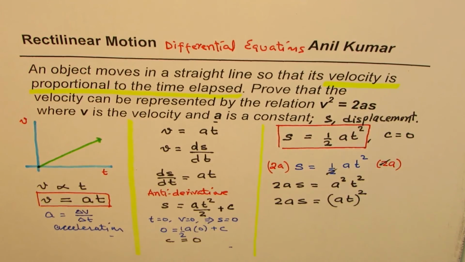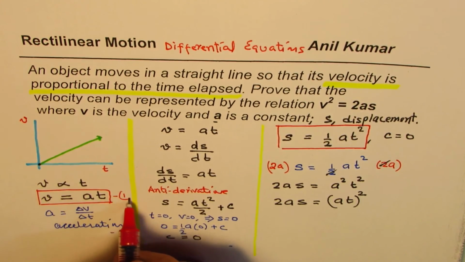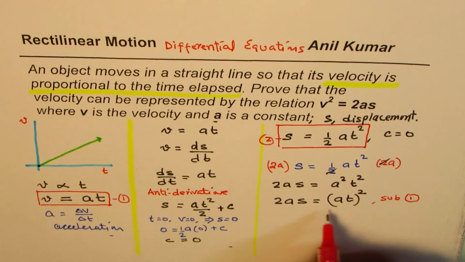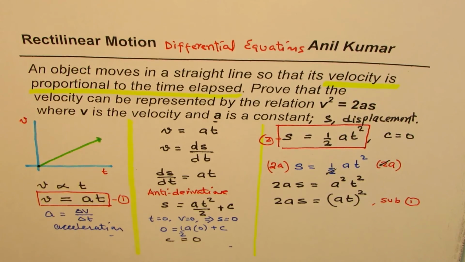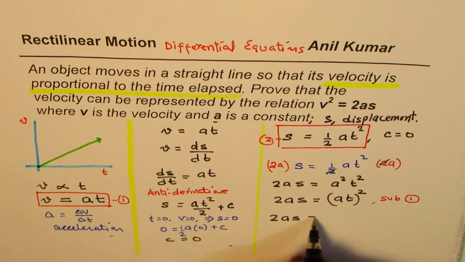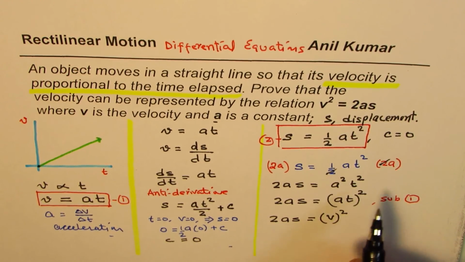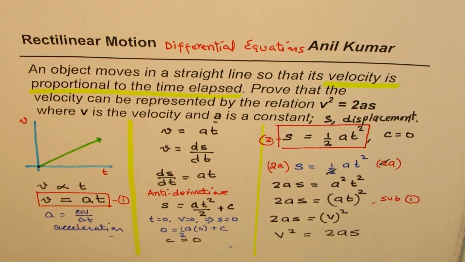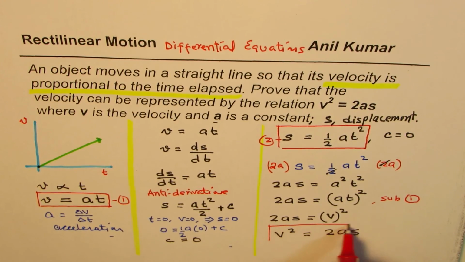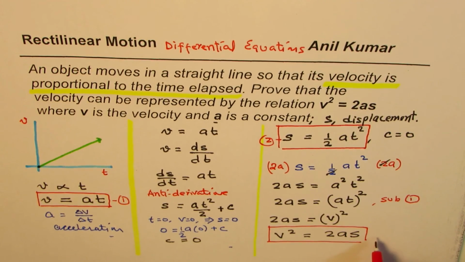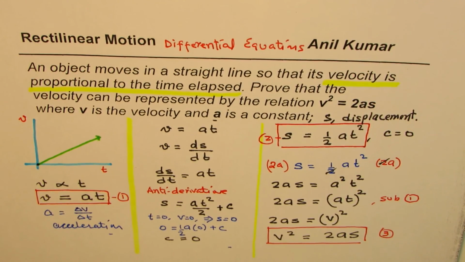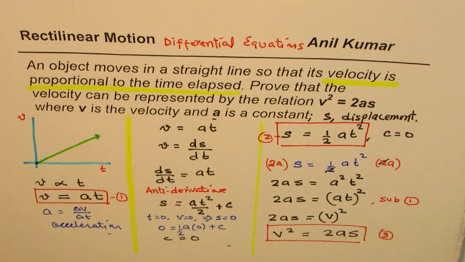Now what is at? So now it's time to number these equations. First equation was this one, second was that one. So if I substitute from equation 1, at is v, right? So we could write this as 2as equals v squared, or we got what we wanted, v squared equals 2as. I hope that is absolutely clear, right? So that becomes equation number 3 for us, and these 3 are very basic equations to solve most of the questions on rectilinear motion. I hope you understand and appreciate it.